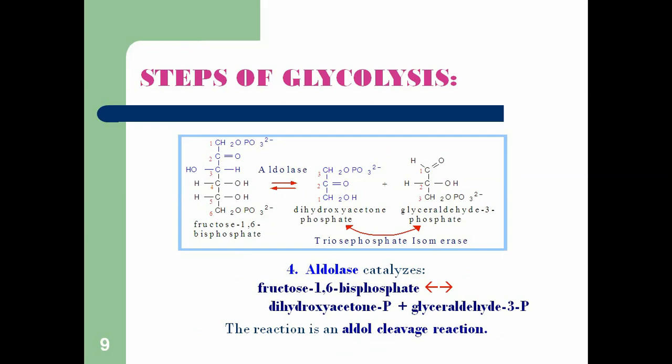Step 4, cleavage of fructose 1,6-bisphosphate. This step marks the beginning of the splitting phase. Here the 6-carbon fructose 1,6-bisphosphate is cleaved into two 3-carbon units, that is glyceraldehyde 3-phosphate and dihydroxyacetone phosphate. The enzyme that catalyzes the reaction is aldolase, and therefore the mechanism of the reaction is an aldol cleavage reaction.